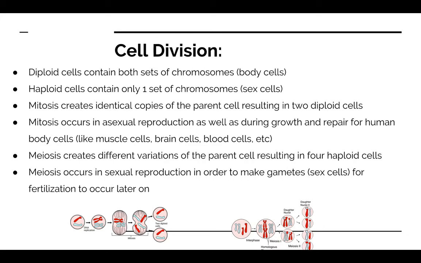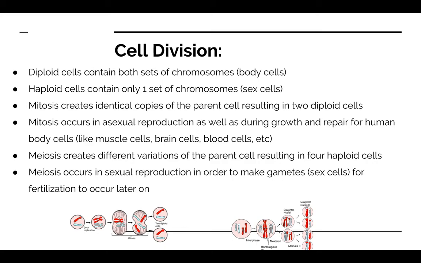Mitosis creates identical copies of the parent cell, resulting in two diploid cells. And mitosis occurs in asexual reproduction as well as during growth and repair for human body cells, like muscle cells, brain cells, blood cells, etc. So any kind of body cell that's not a sex cell counts for mitosis.